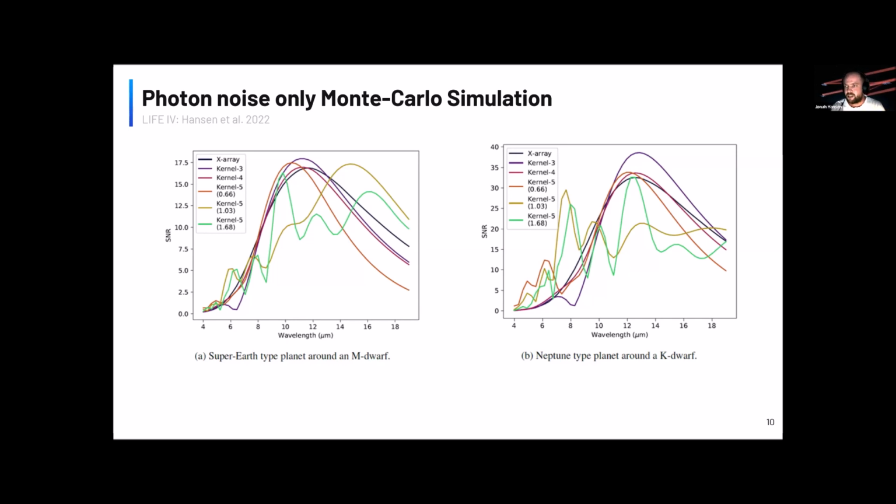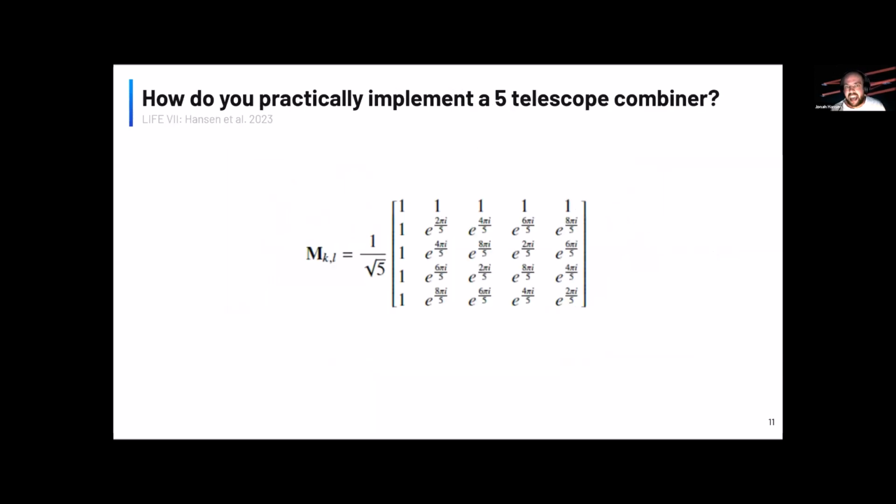Now, of course, this is assuming that we care about every point in this wavelength range. Certain wavelengths will be more important for certain atmospheric lines, and so this hasn't been matched with template matching against spectra, so there are some questions up in the air about that. But we thought it was worth considering this 5 telescope design a little bit further. And mainly the question: how on earth do you actually implement something like this?